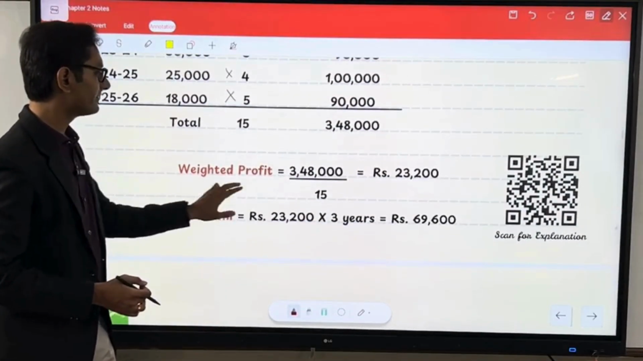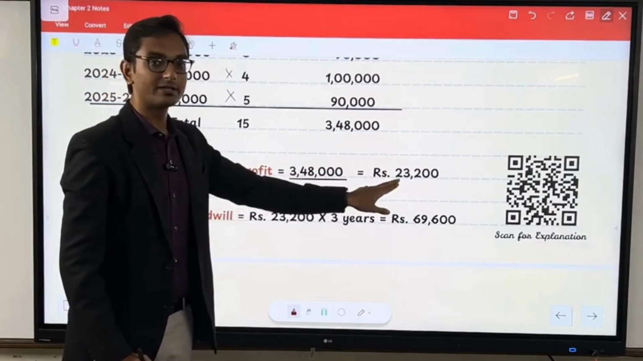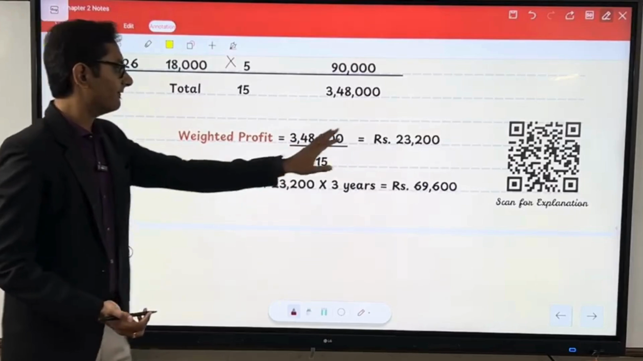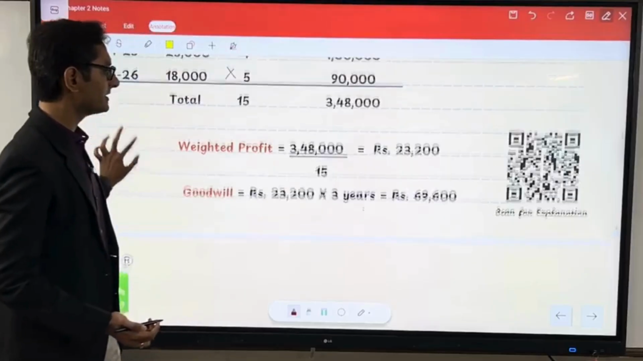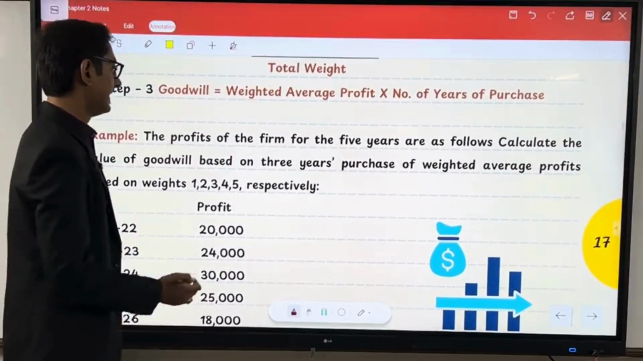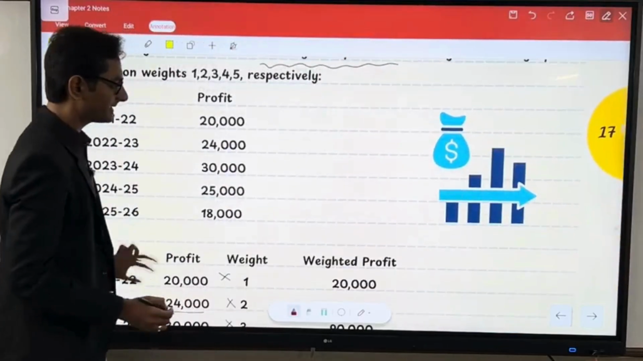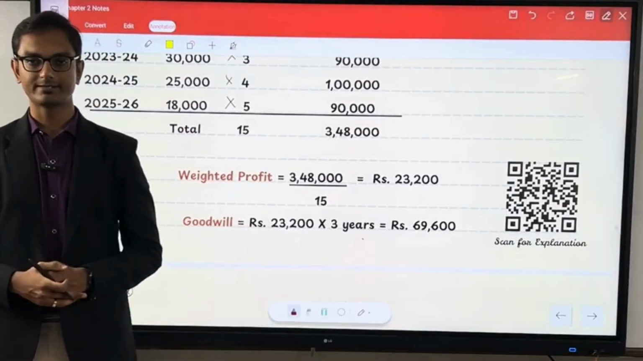Now weighted average profit is equal to 3,48,000 divided by 15, you will get 23,200. Now goodwill का formula, weighted average profit multiply by number of years of purchase, that is given in the question, 3 years. 3 years purchase. So multiply by 3 करेंगे, you will get the value of goodwill, that is 69,600.